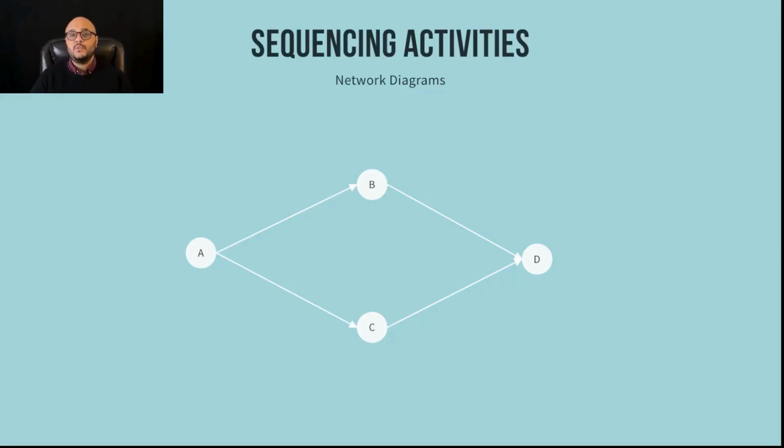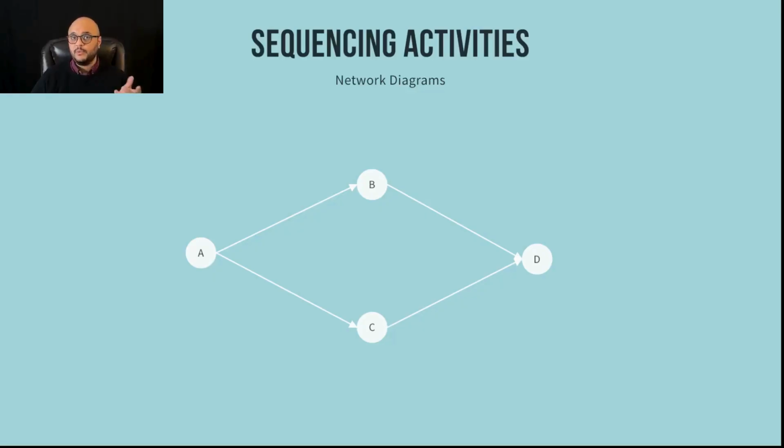So the easiest way to go about sequencing activities or to visualize them is through network diagrams. This is a very, very simple network diagram that I have drawn up here. And essentially it says that I have task A. After task A is complete, I have task B and C. After they're complete, I have task D.